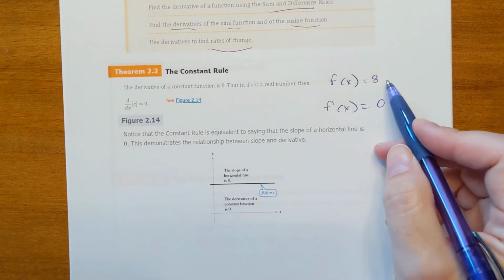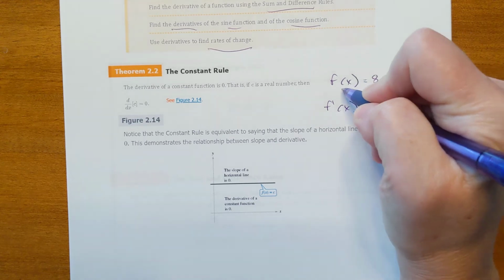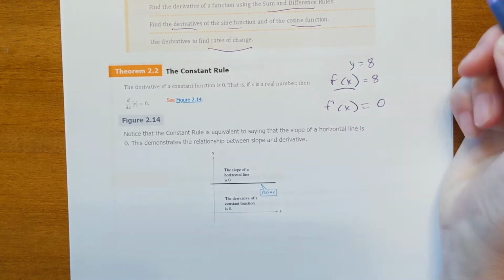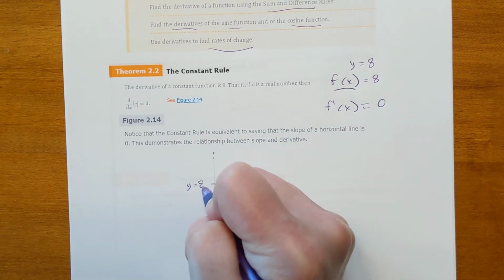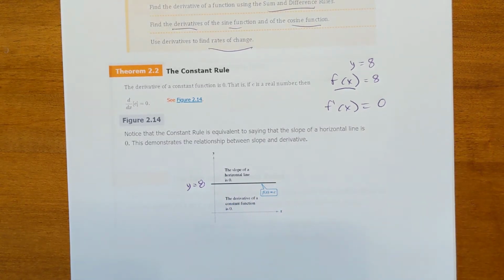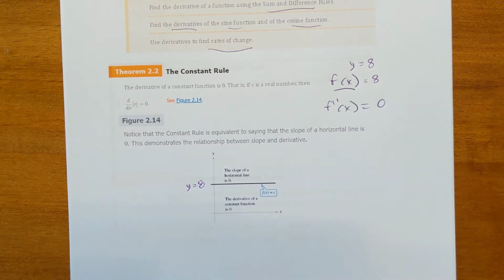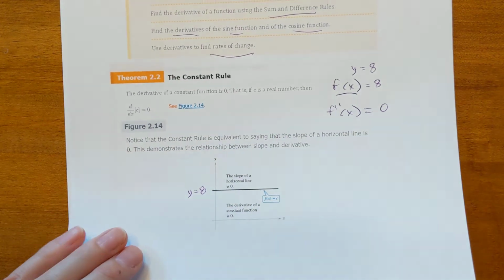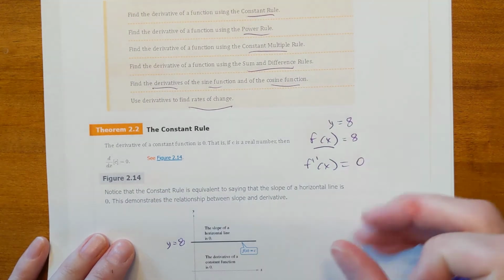Well, if it's a constant number, remember f of x is a fancy way of saying y. So this is the line, maybe y equals 8. Every single point on that line has a slope of 0 because it's a horizontal line. So if you have a constant number, the slope of it is just 0. So the derivative of it is 0. So whenever you see a number and you're taking the derivative, it's gone.